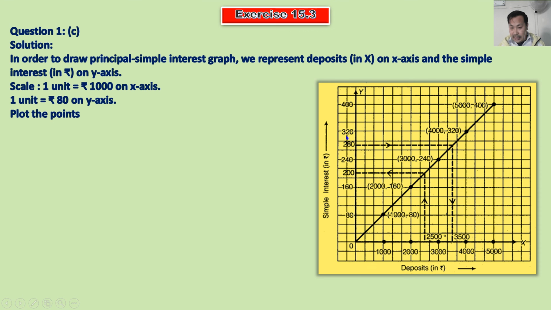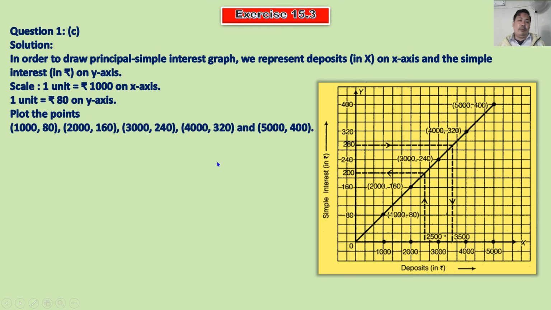And now let us see what we have to plot. We are going to plot this point first: 1000, 80, that is the x value is 1000, then 80 will be here. So this is a point here, and next 2000 and 160 is here. And next 3000 and 240, 3000 is here, and 240 is here. So this is another point here. And next 4000 and 320, then 5000 and 400 is here. Okay, clear. And then some more questions are there. Join these points to obtain the required graph.